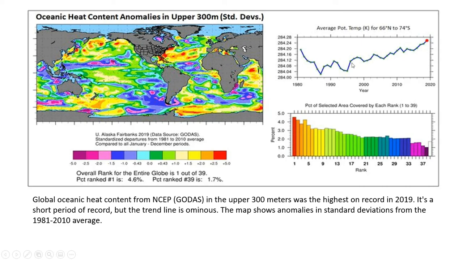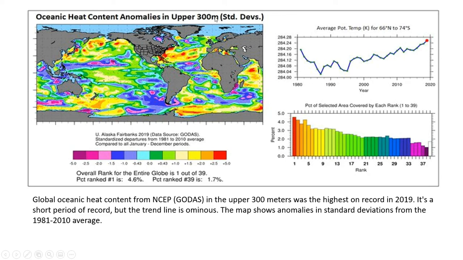This graph here, right? Average potential temperature for 66 degrees north latitude to 74 degrees south latitude. 66 degrees north latitude is basically from here, kind of the Bering Strait. 74 degrees south latitude is pretty much the start of the Antarctic continent. And what we're seeing here is, again, the strong, unmistakable trend that the ocean is warming up. This is down to 300 meters.